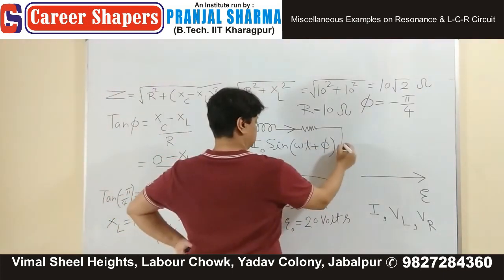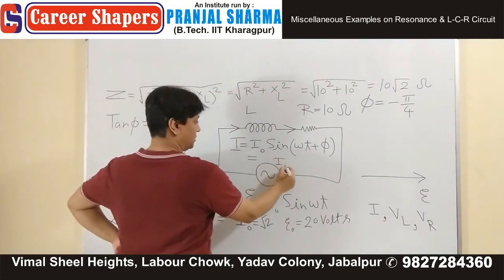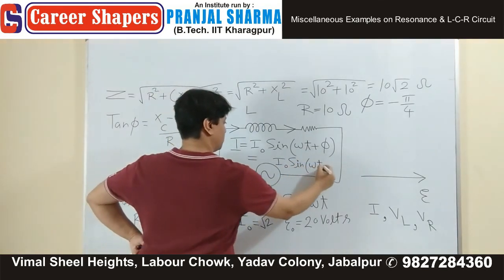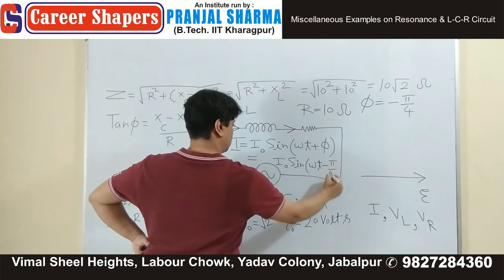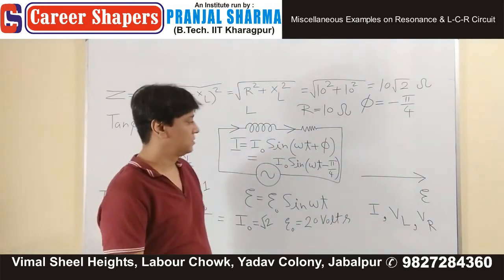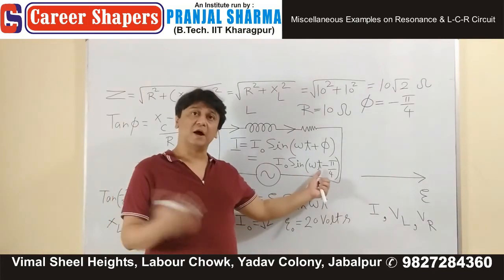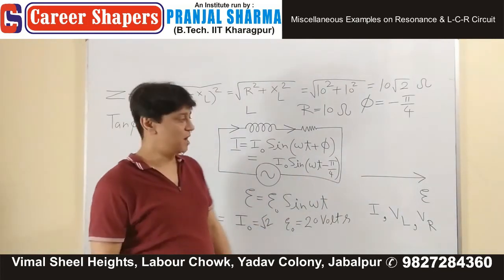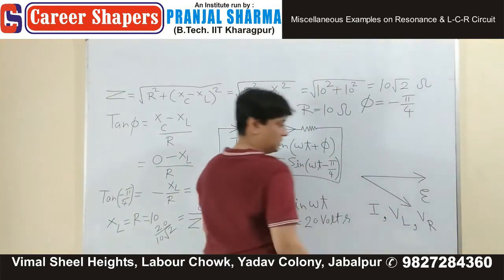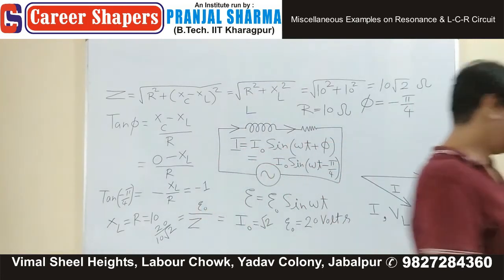which is in this case I naught sine omega t minus pi by 4. Minus pi by 4. That means current is lagging behind in phase. Minus pi by 4. This is your presentation for I.